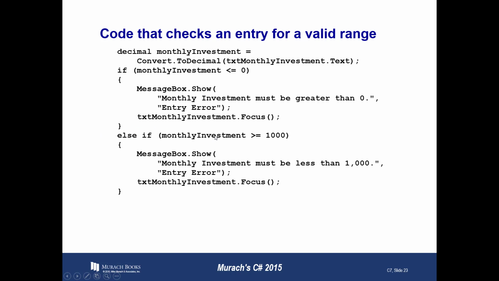And here's code that checks to see if something is within range. Now, notice they've broken it up here. We could have said if it's less than or equal to 0 or it's greater than 1,000 and just had a generic message. But they're saying if it's negative, do this. If it's greater than 1,000, do this. Otherwise, skip them both.